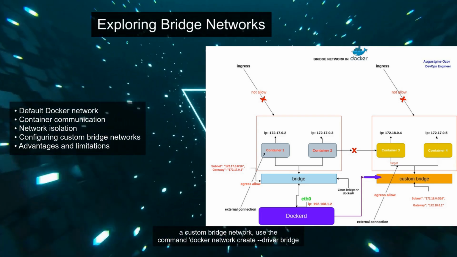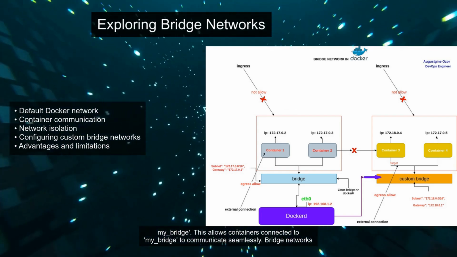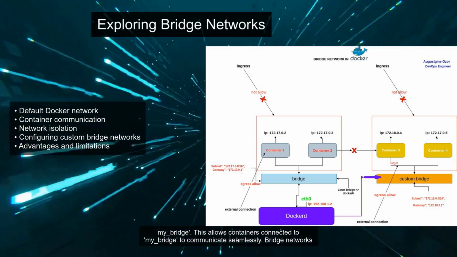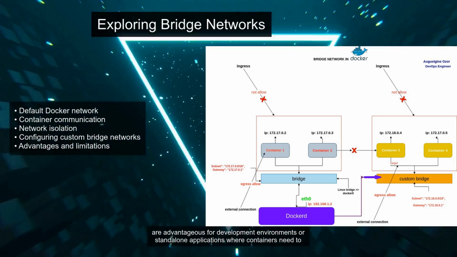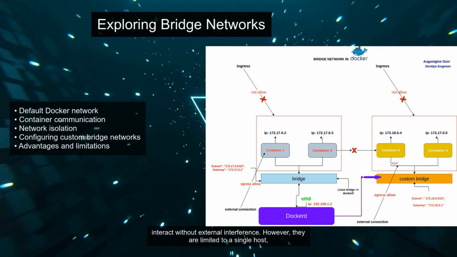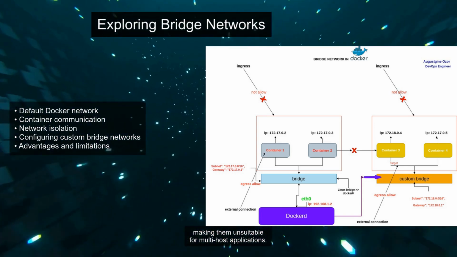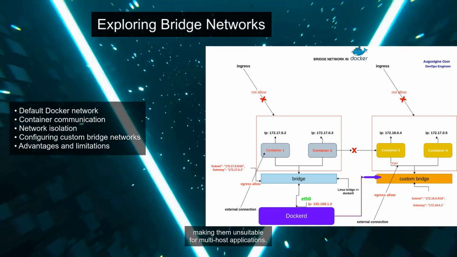To create a custom bridge network, use the command docker network create --driver bridge my_bridge. This allows containers connected to my_bridge to communicate seamlessly. Bridge networks are advantageous for development environments or standalone applications where containers need to interact without external interference. However, they are limited to a single host, making them unsuitable for multi-host applications.